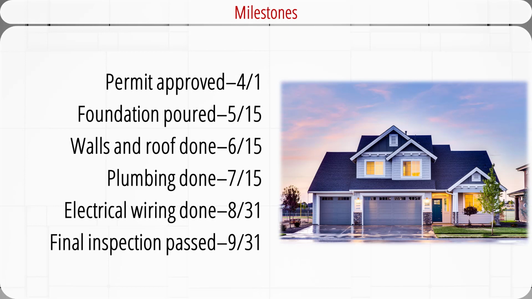For example, there are 6 planned milestones for a house building project. The project team should receive the approved permit to build the house by April 1st. The concrete foundation should be done by May 15th. The walls and roof should be mounted by June 15th. The plumbing job should be done by July 15th. The electric wiring should be done by August 31st. The final cleaning and project inspection should be passed by September 31st.